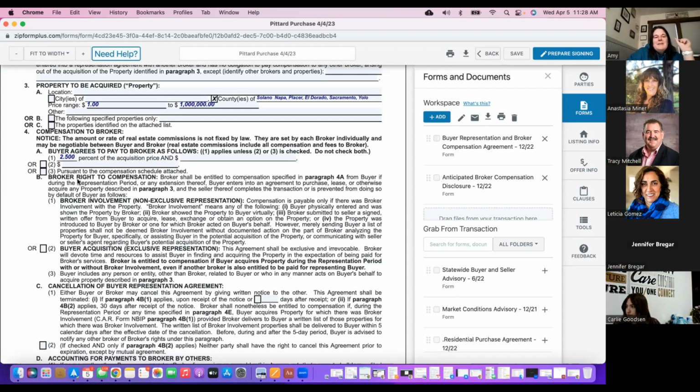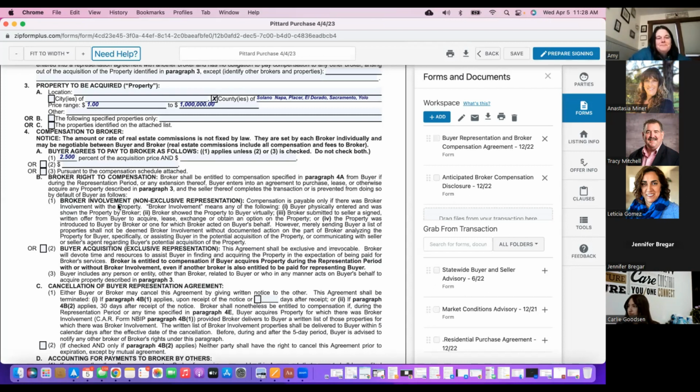Broker right to compensation is B. Broker shall be entitled to compensation specified in paragraph 4A from buyer if during the representation period or any extension thereof, the buyer enters into an agreement to purchase, lease, or otherwise acquire any property described in paragraph 3. The seller therefore completes the transaction or is prevented from doing so by default of the buyer as follows.